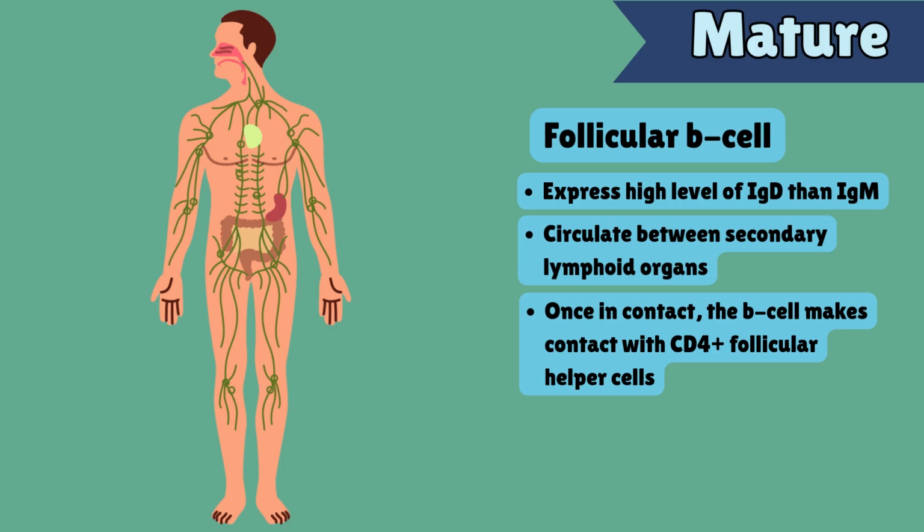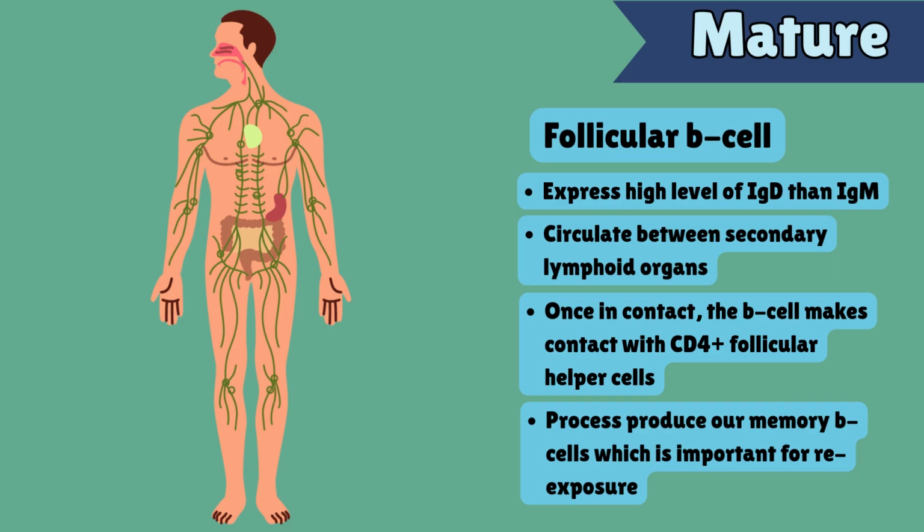Once the follicular B cell comes in contact with the pathogen, CD4 follicular helper cells will bind. The CD4 follicular helper cell help mount an immune response. They can also differentiate into memory B cells that help mount a stronger antibody response upon re-exposure.